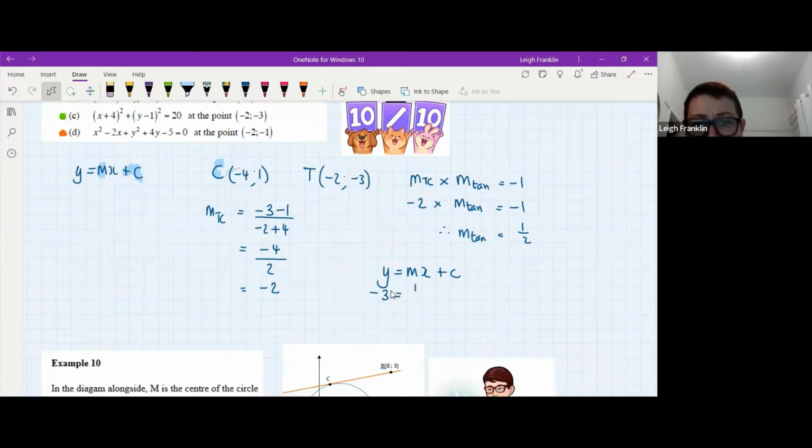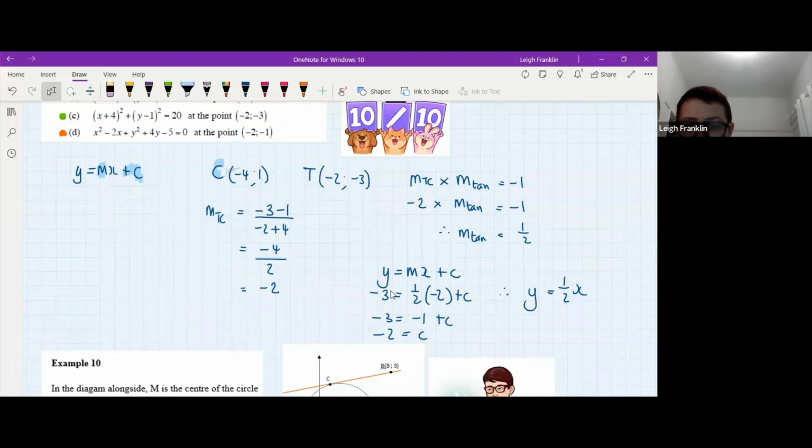So minus 3, the gradient is a half. X is equal to minus 2 plus c. So that means we've got negative 1 on this side. Add 1, so that would be negative 2. So therefore, the equation of the tangent, if I'm not mistaken, is y equals half x minus 2.